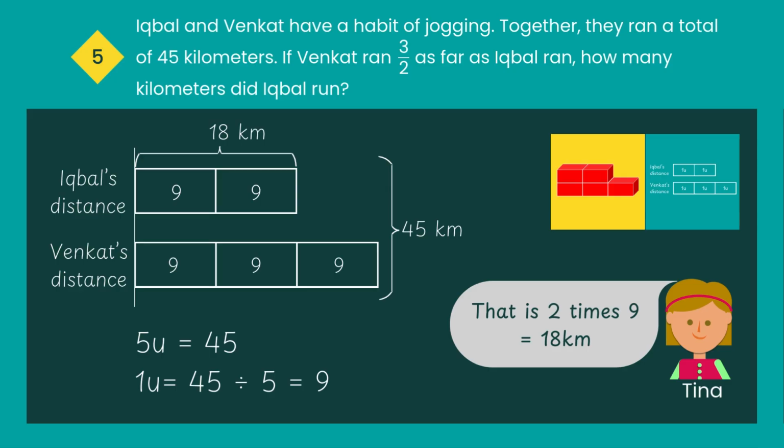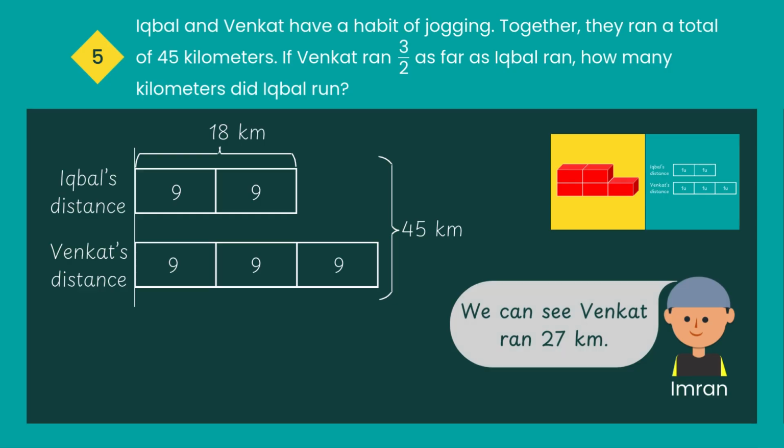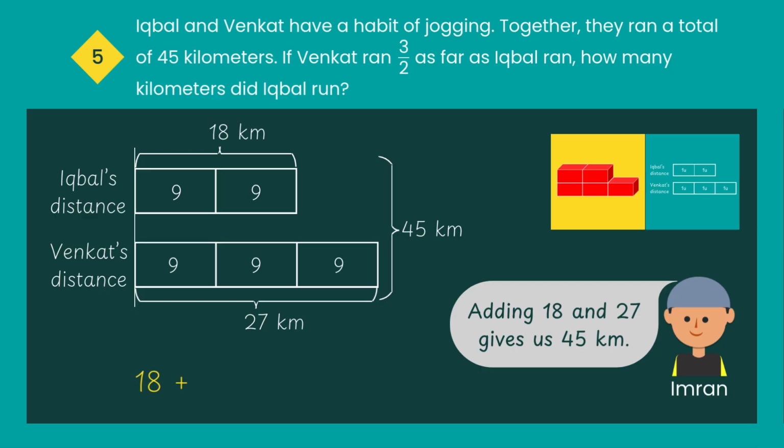Can we double-check our answer to make sure it's correct? Great thinking, Imran. We can see that Venkat's distance is represented by 3-unit bars, so he ran 27 kilometers. Adding 18 kilometers and 27 kilometers gives us 45 kilometers. Does this match the total distance given in the problem? Excellent, it checks out perfectly.